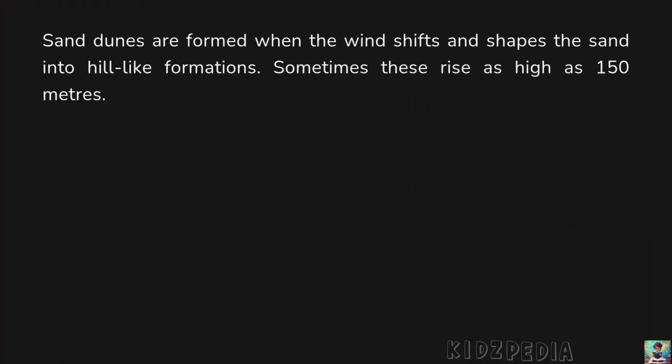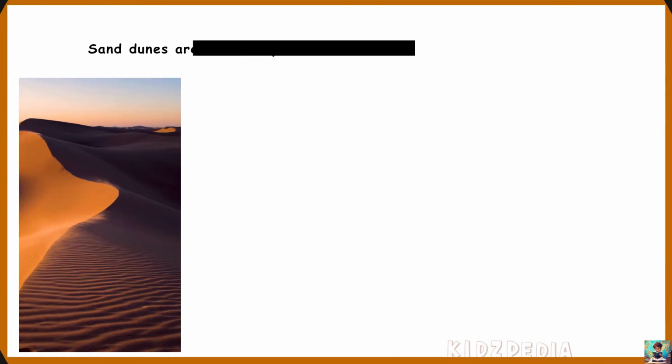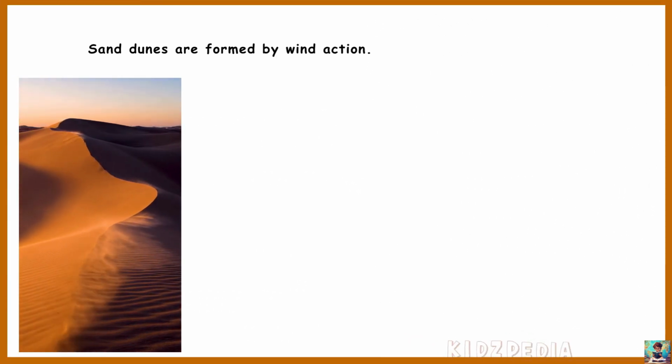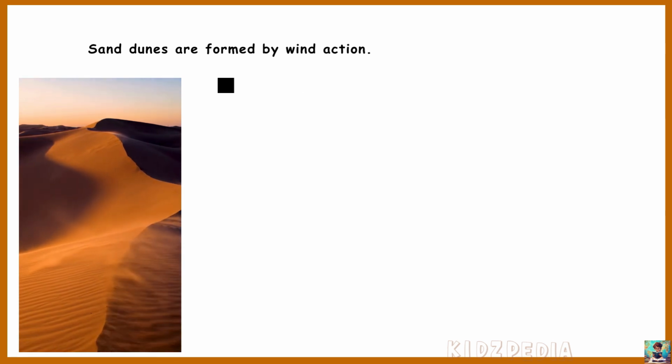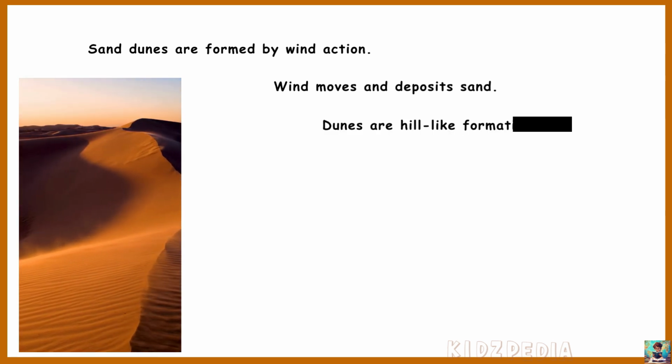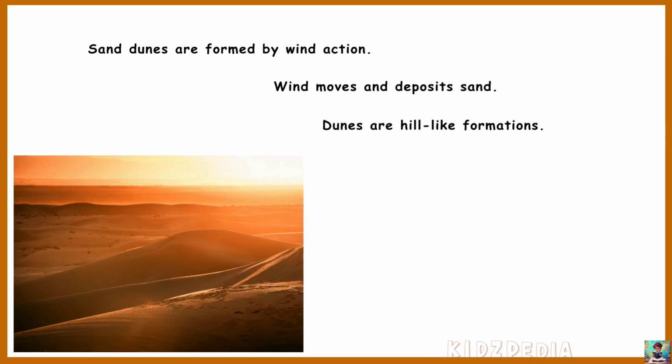Sand dunes are formed when the wind shifts and shapes the sand into hill-like formations. Sometimes these rise as high as 150 meters. So, sand dunes are formed by the wind. The wind blows sand from one place to another and piles it up, creating hill-like shapes. Over time, these sand dunes can grow very large. Some dunes can rise up to 150 meters high, which is almost as tall as a big building or a small hill.